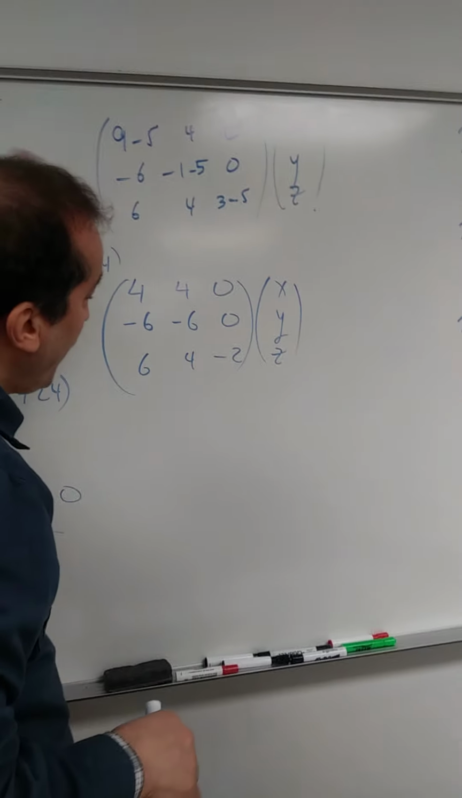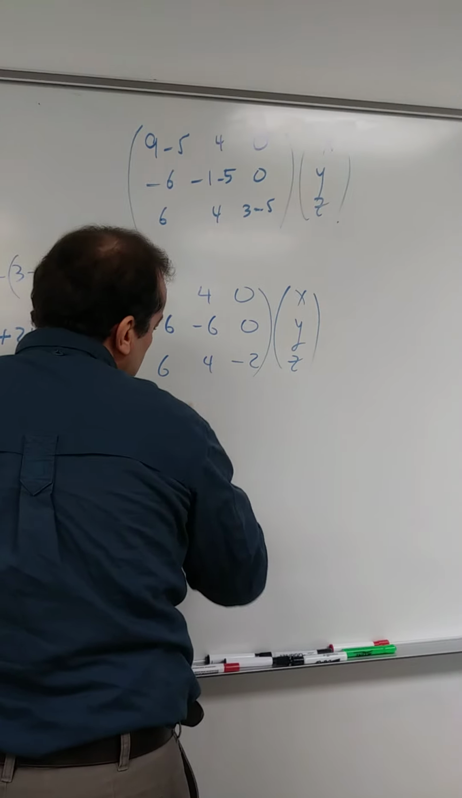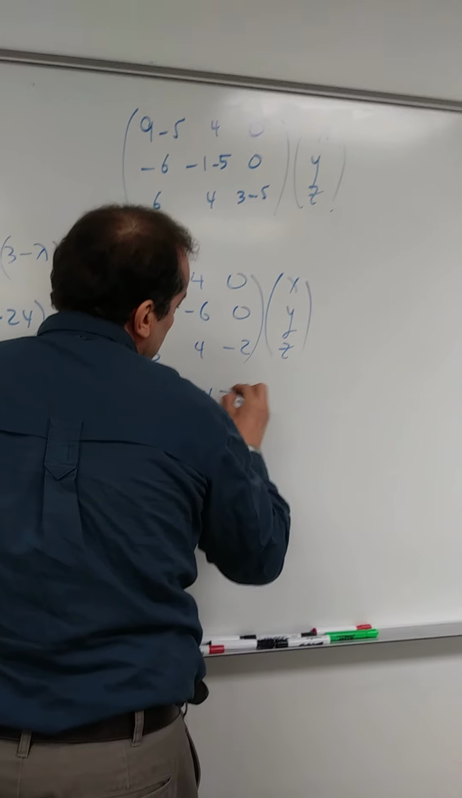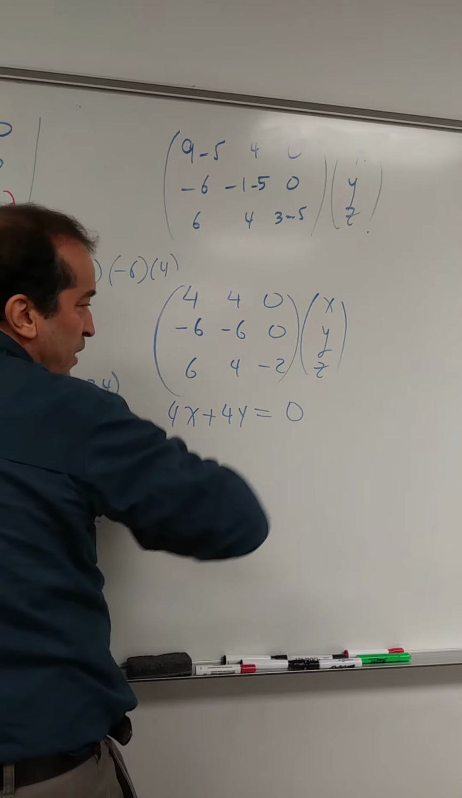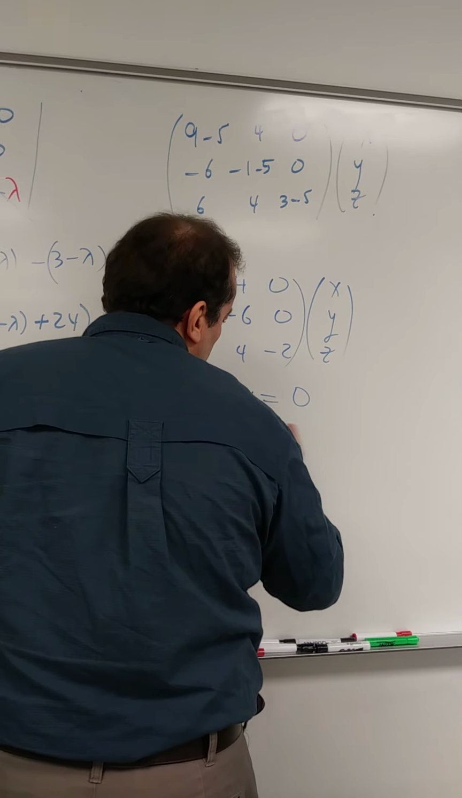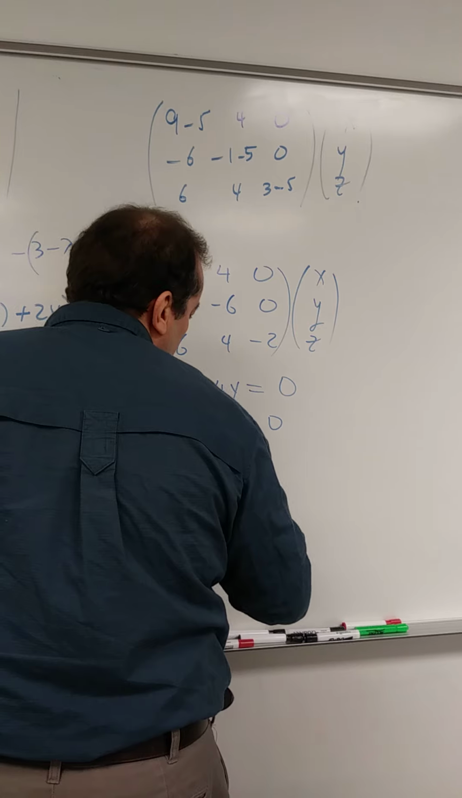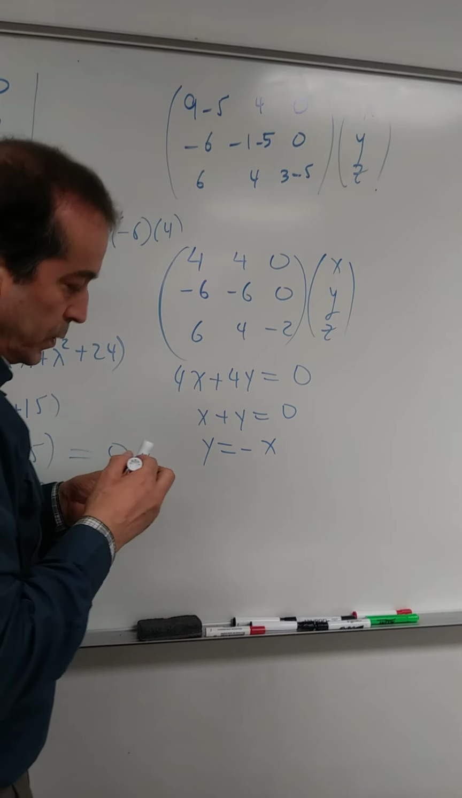The first two lines, we don't need both of them. We can just eliminate one of them because that will give you the same equation. So the first line gives you 4x plus 4y equals 0. The second one gives you the same thing, so we don't need it. Divide both sides by 4, and that gives you x plus y equals 0, which means y equals minus x. That's all we get from the first two lines.